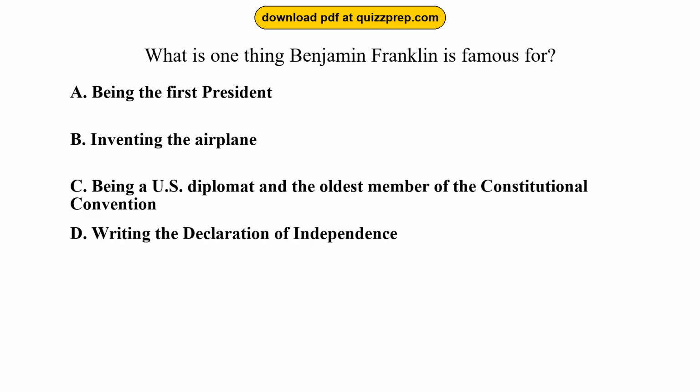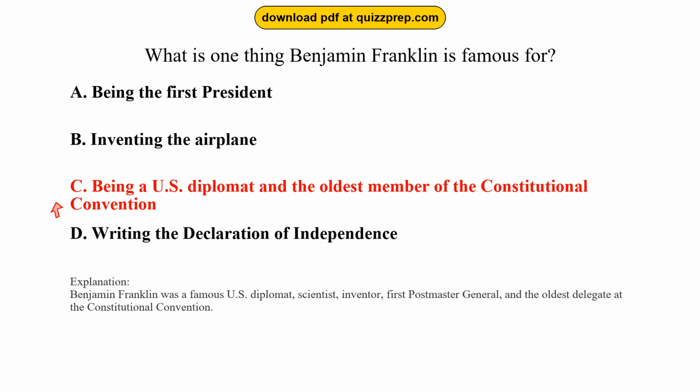Question 64. What is one thing Benjamin Franklin is famous for? Option A, being the first president. Option B, inventing the airplane. Option C, being a U.S. diplomat and the oldest member of the Constitutional Convention. Option D, writing the Declaration of Independence. The correct answer is option C, being a U.S. diplomat and the oldest member of the Constitutional Convention. Benjamin Franklin was a famous U.S. diplomat, scientist, inventor, first Postmaster General, and the oldest delegate at the Constitutional Convention.